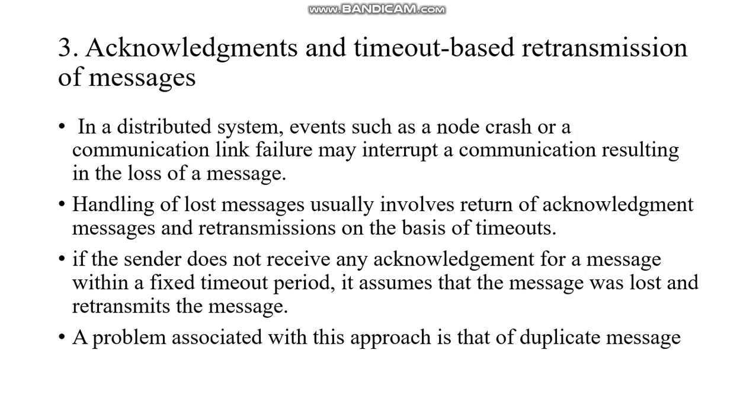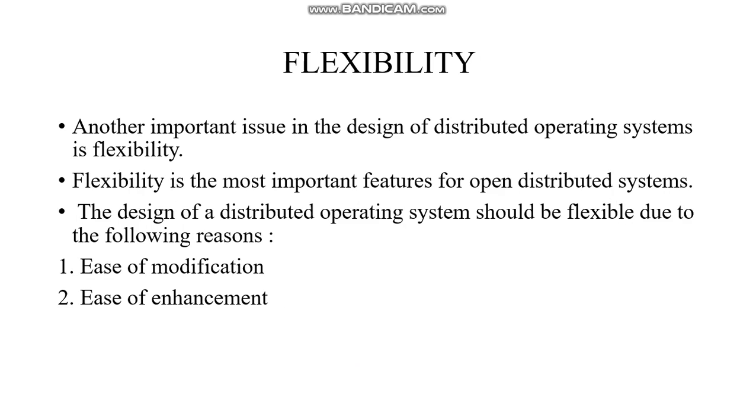And the third one is acknowledgement and timeout based retransmission of messages. A system may lose a message. In case of any device failure or communication link failure, the data may be lost. An interruption may take place during that communication. So it can be handled by the acknowledgement. If we don't get the acknowledgement, we may assume that the message was lost, and so we retransmit the messages. We can deal with duplicate messages.